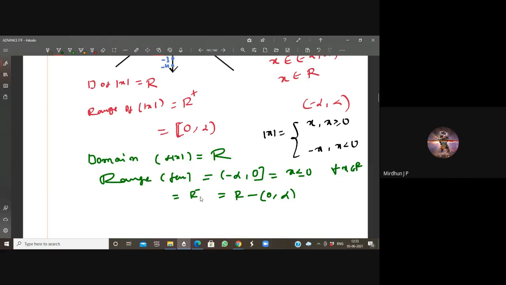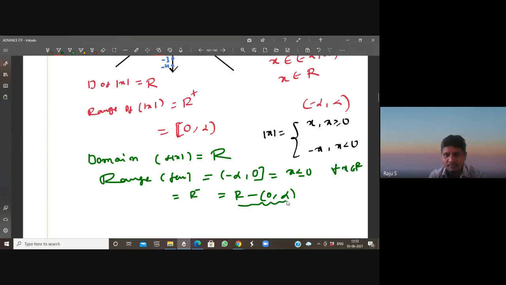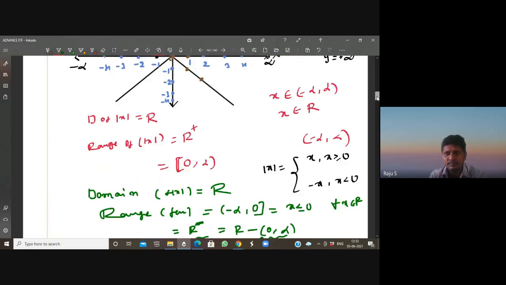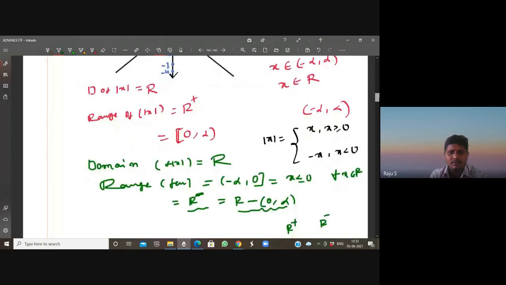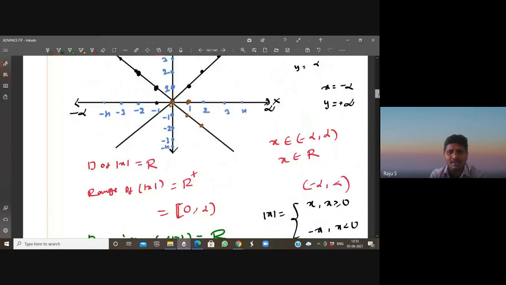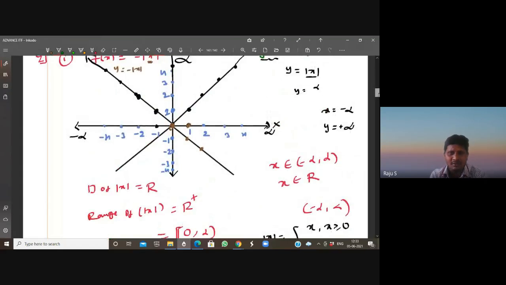Range is R minus, all negative real numbers. R plus means the set of all positive real numbers. R minus means the set of all negative real numbers. So the range is negative real numbers. Understood graphically, I think. You understood what domain is. Domain means remember x-axis values, and range means y values. That's it.